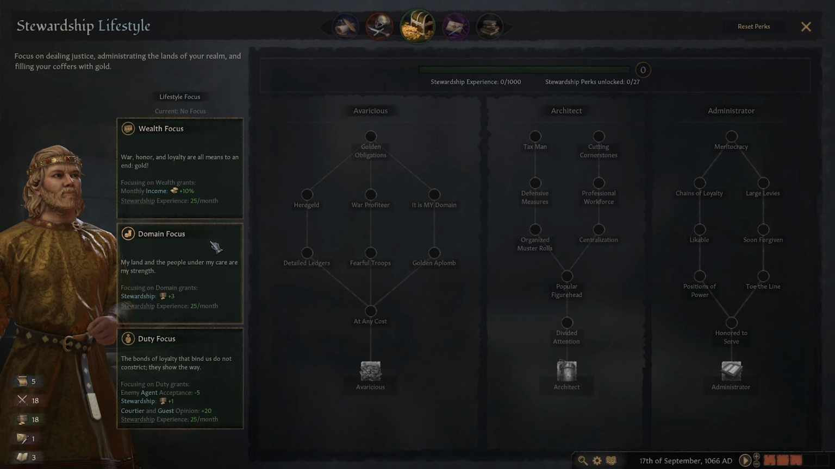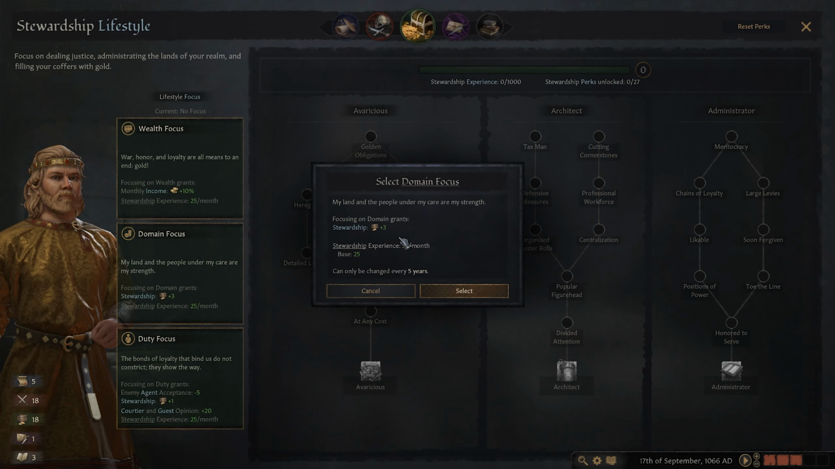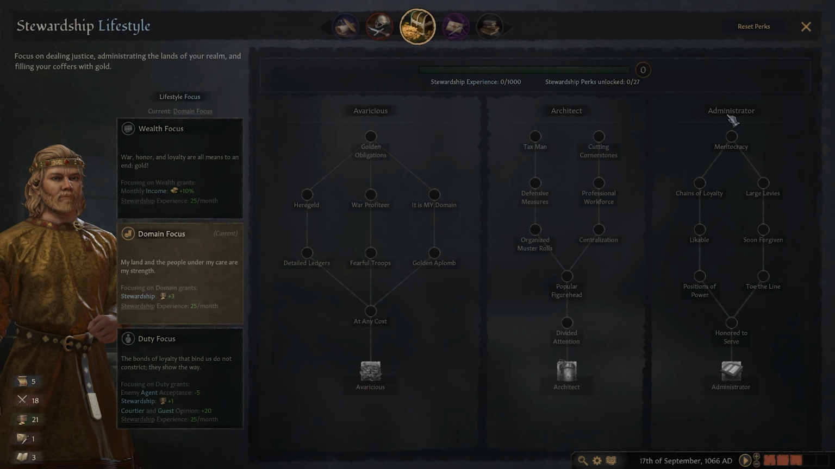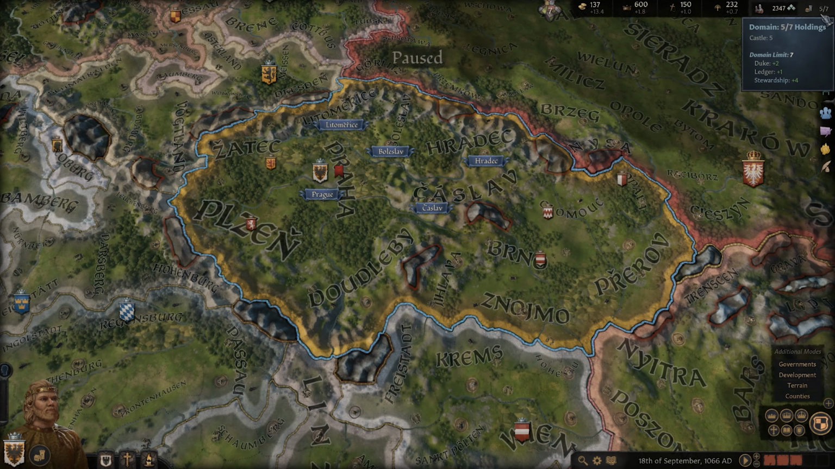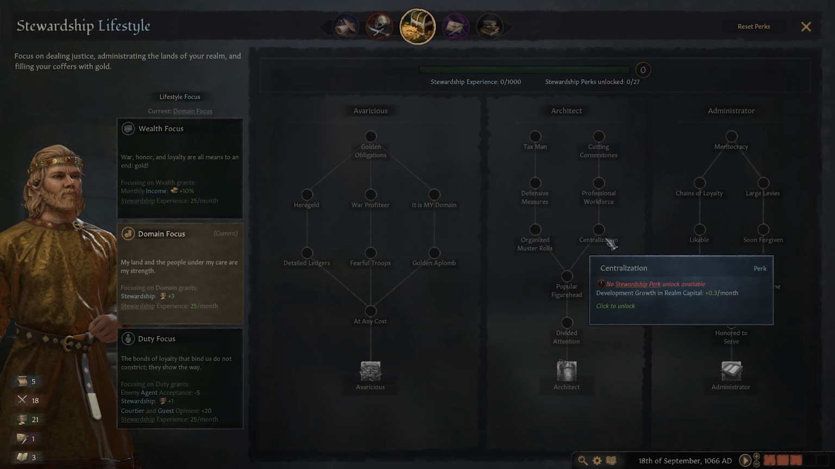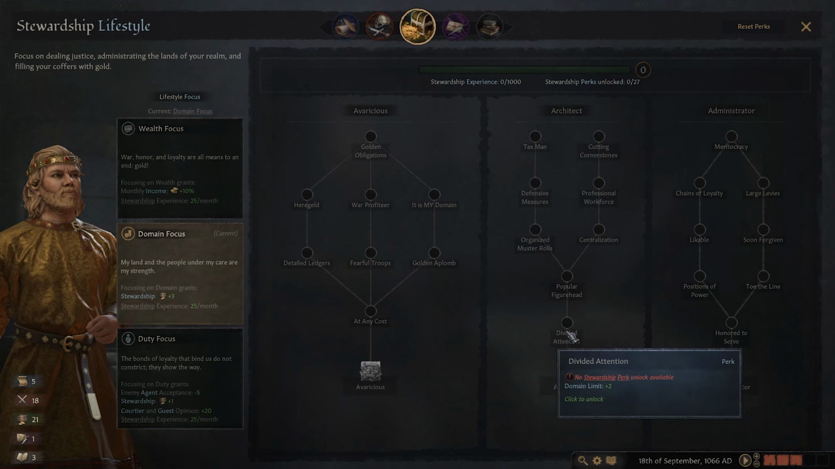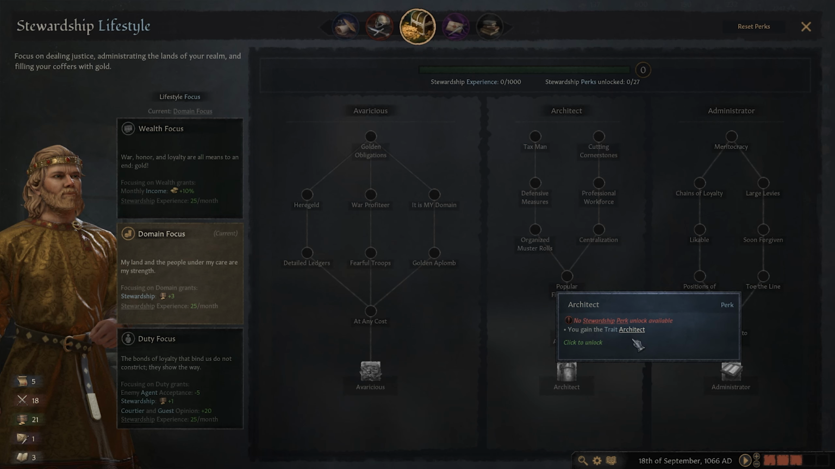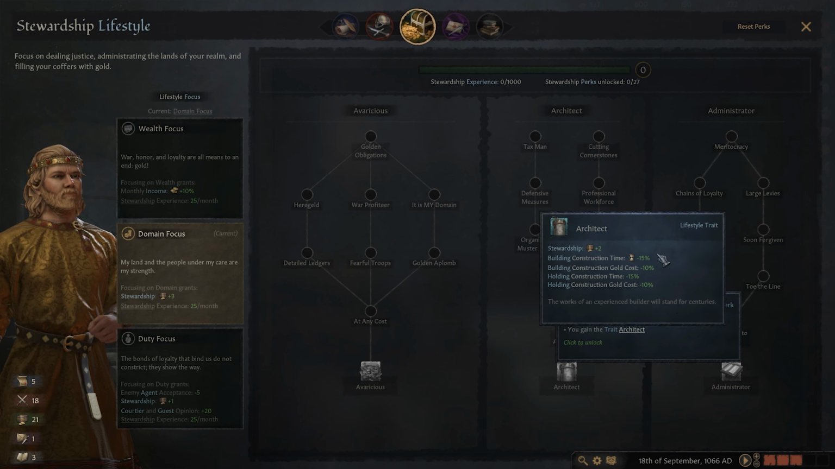This system means it's also worth focusing on more of the stewardship skill tree as you climb the ranks if you want to hold more land. Using the domain focus will automatically increase your stewardship skill by 3 points, and going down the architect path will not only greatly benefit the building production and effectiveness of your domain, but can straight up increase the limit as you get to divided attention.